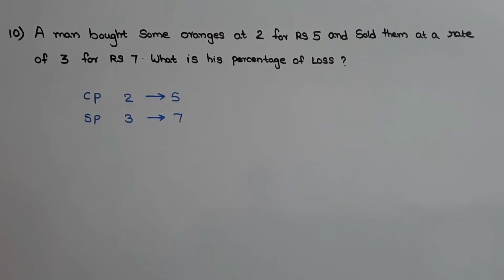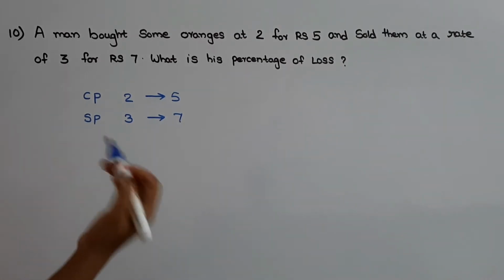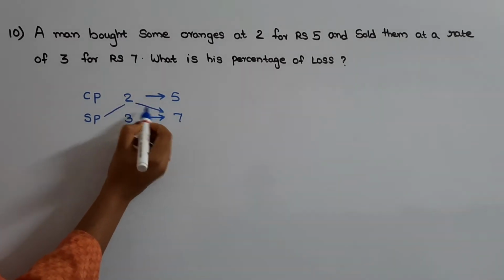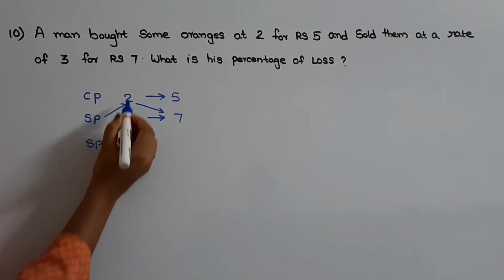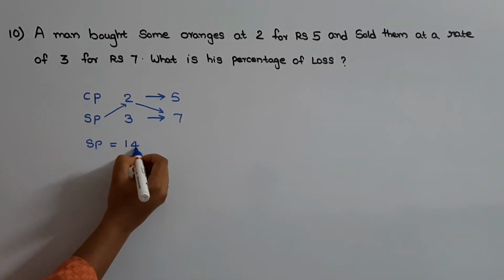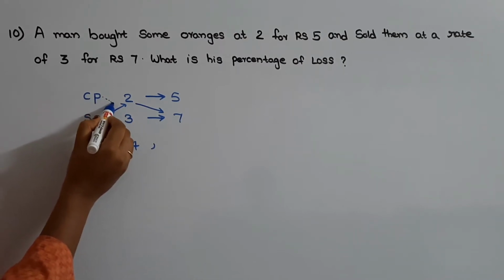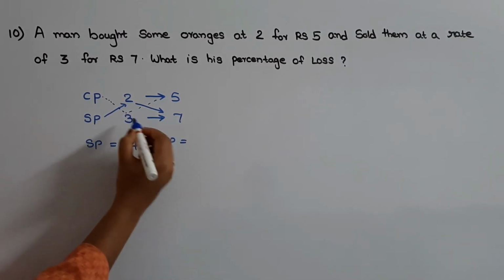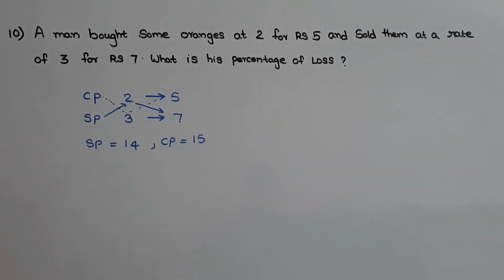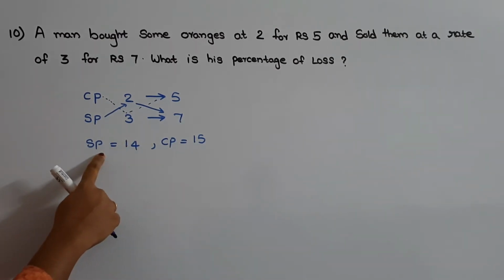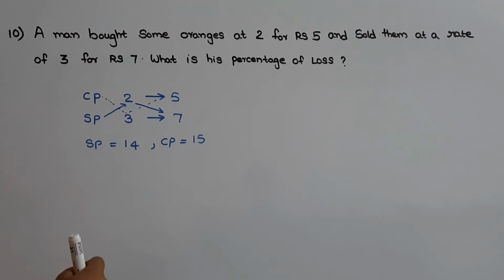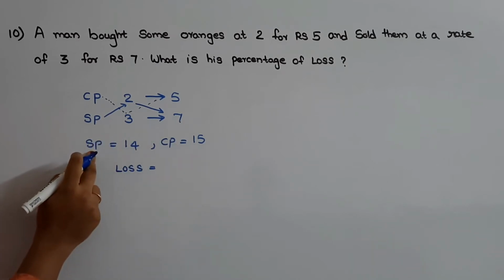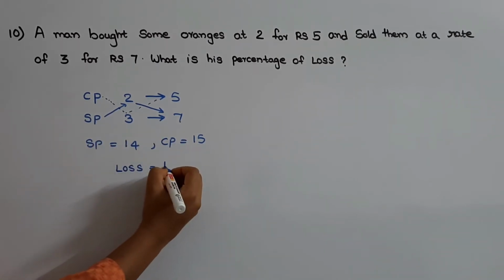Now we can find out the cost price and selling price very easily. So what will be the selling price? Selling price will be equal to 2 into 7, that is 14. Then what is the cost price? Cost price is equal to 3 into 5, that is 15. Now here cost price is greater than selling price, so he had a loss. Now what is the loss? Loss is equal to cost price minus selling price, that is 15 minus 14, that is equal to 1.